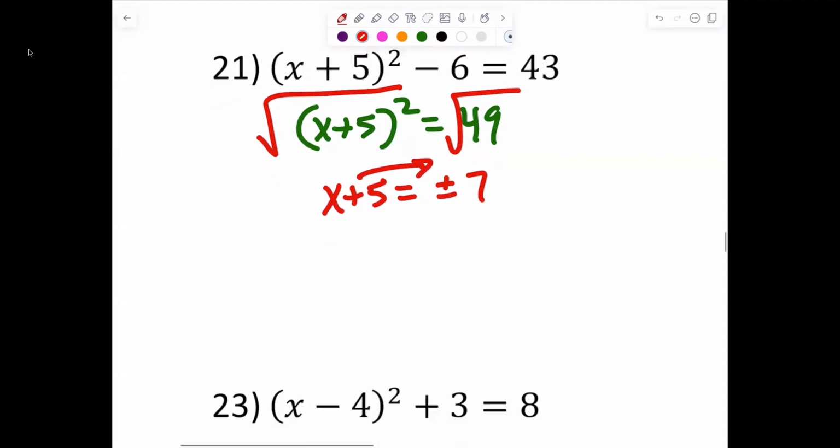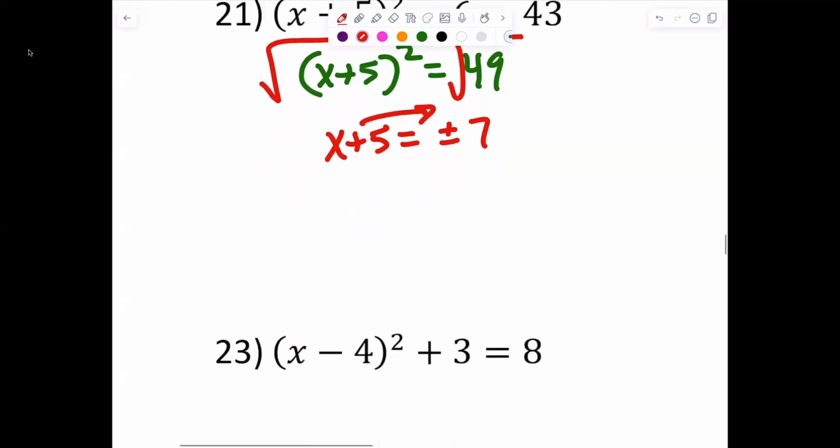When I move the 5 over, it becomes what? Well, no, don't say that. Move the 5 over. X equals -5 plus or minus 7. I would like everyone to write -5 plus or minus 7. Now I'm going to show you how you handle this so you can tell me what the answers are. So everybody take a look at this now. Make sure you're with me.